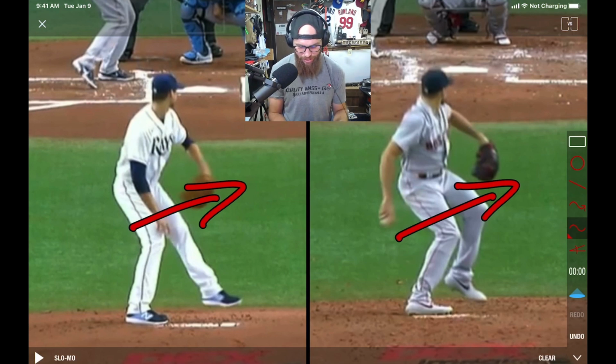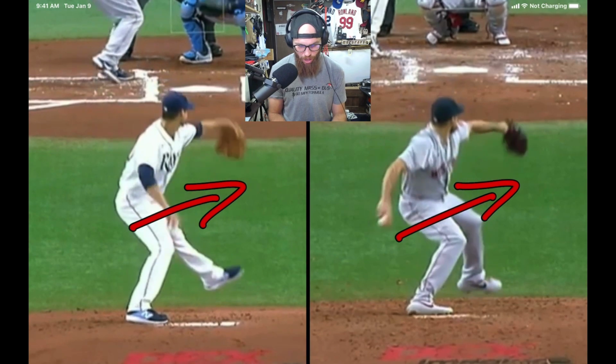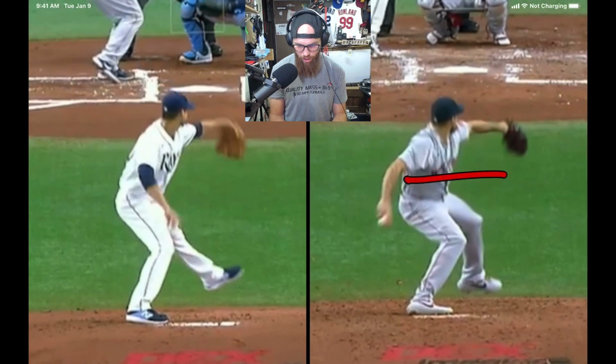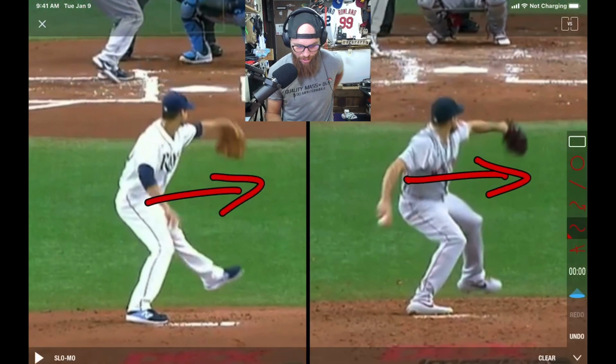Now you're going to see both of these guys load up in the quad. So you're going to see that the direction that they both take is going somewhat open for these righties, third base side, but they still do a really good job of absorbing force.